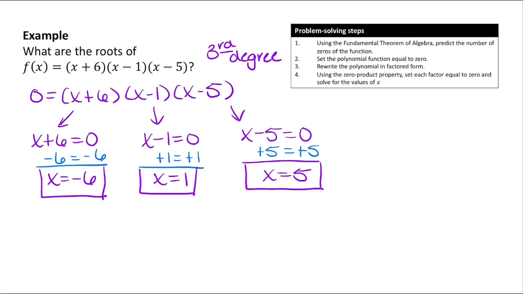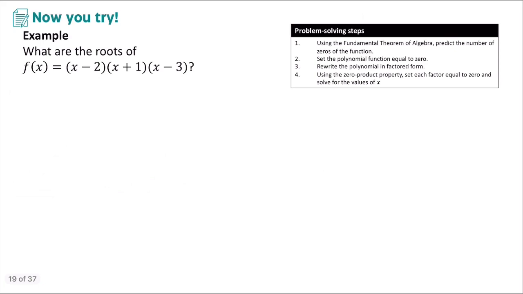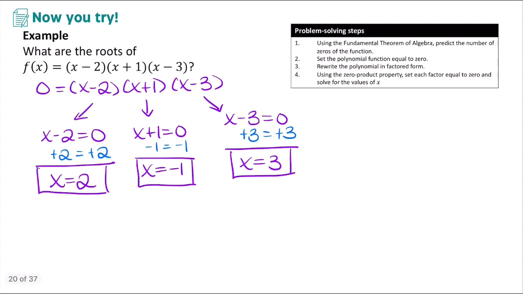So I found three roots, and this is a third degree polynomial, so that's how it works with the fundamental theorem of algebra. Now you can go ahead and pause the video and try this problem on your own. Remember, to find the roots, we set this polynomial equal to 0 and then solve. If these three factors multiply to equal 0, that means x minus 2 equals 0, x plus 1 equals 0, or x minus 3 equals 0. Since we have x times x times x, this is once again a third degree polynomial, and that makes sense because when we solve, we find 3 roots.